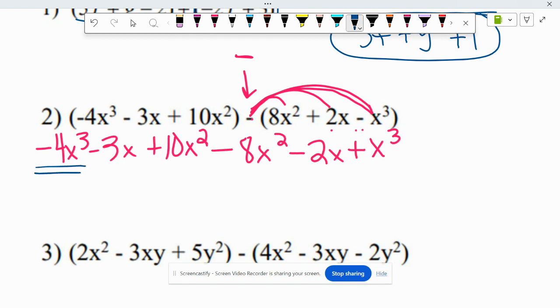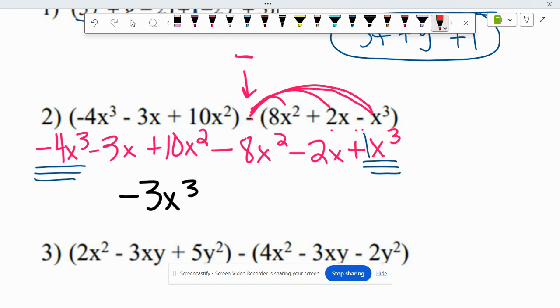Now I have to identify my like terms. I have a negative 4x cubed and a positive 1x cubed. What is negative 4 plus 1? Negative 3. So this is negative 3x cubed. Now I'm going to try to put it in standard form as I do this. The next thing I'm going to do is look at my x squared terms. I have a positive 10x squared, and I have a negative 8x squared. That's going to be positive 2x squared, right? So if it's positive, we got to put that plus in front of it.